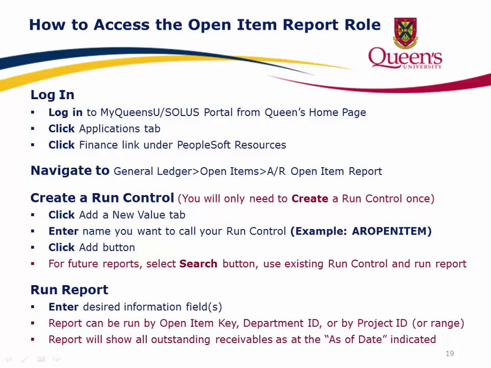Your next step will be to run the report. First, you will enter the desired information fields. The report can be run by Open Item Key, Department ID, or by Project ID or range. The report will show all outstanding receivables as at the as of date indicated.